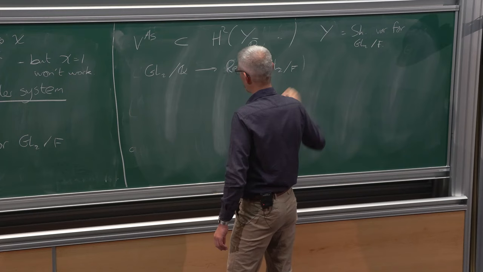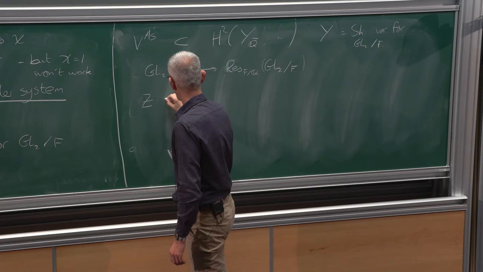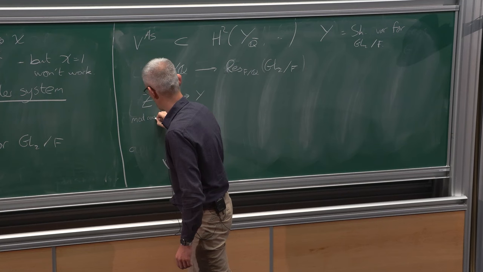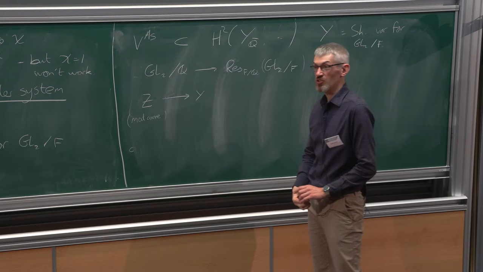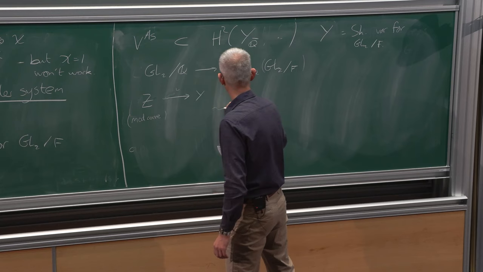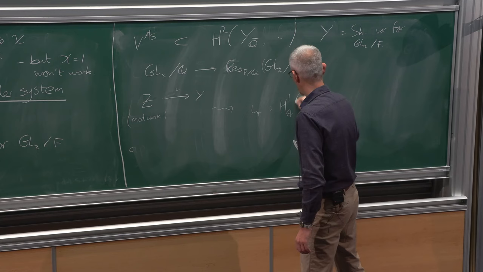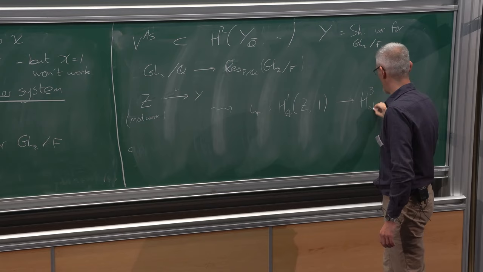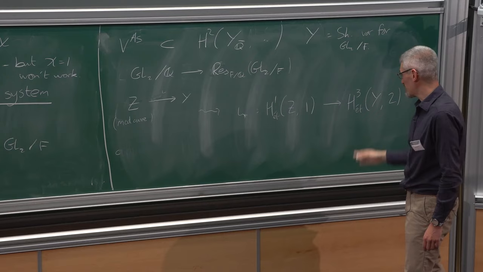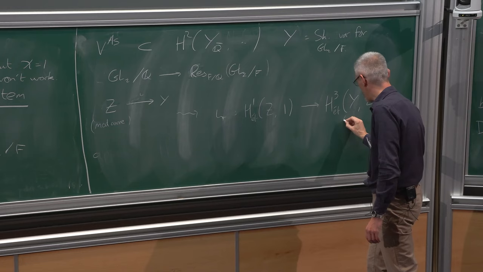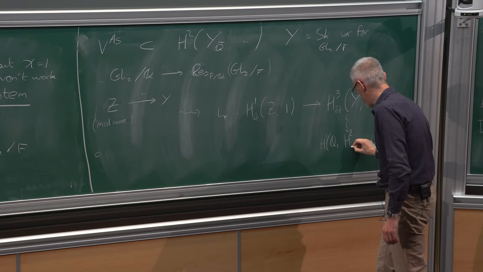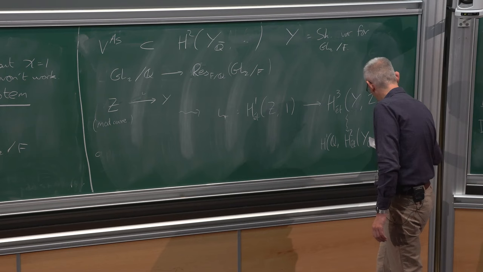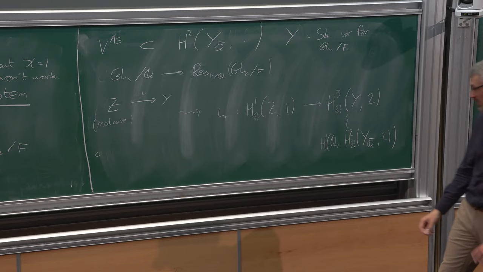GL2 over F, and so you get some map Z into Y where this is a modular curve. And because this is a codimension one finite map, you get some iota lower star going from H^1 étale of Z, twist 1, to H^3 étale of Y, twist 2. And this is really Y over Q, and then you unwind this using the Hochschild-Serre spectral sequence to get something in H^1(Q, H^2 étale of Y Q-bar, twist 2). And this you can just project onto the cohomology of the Asai.